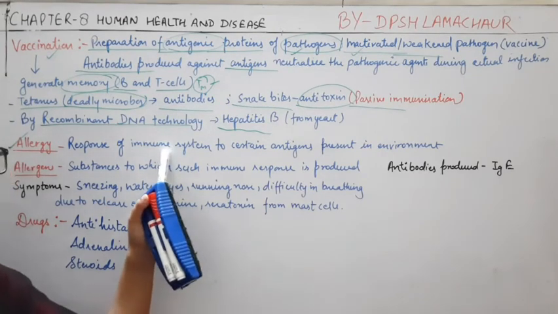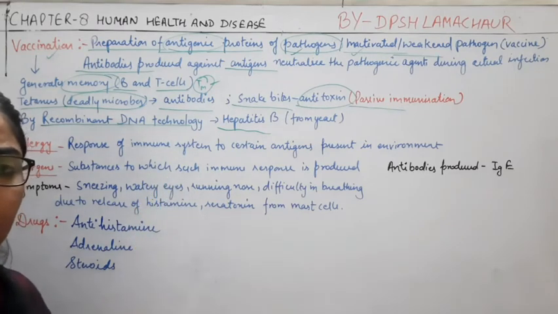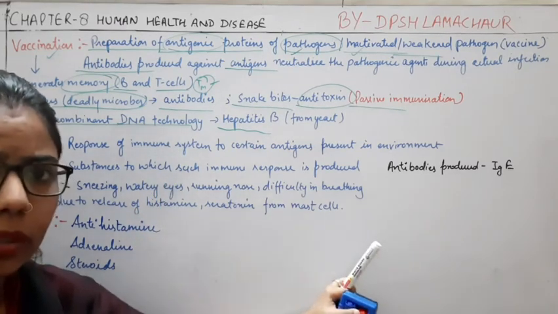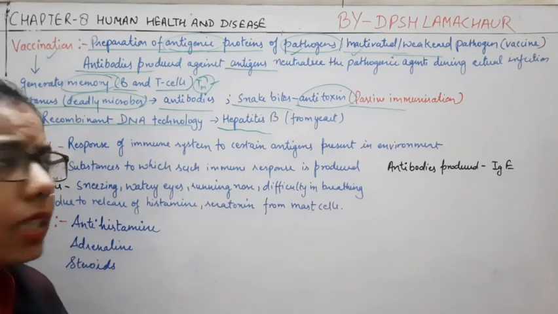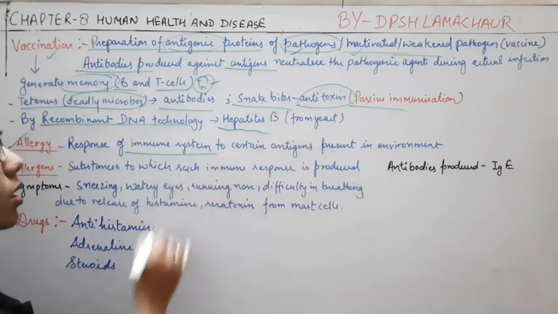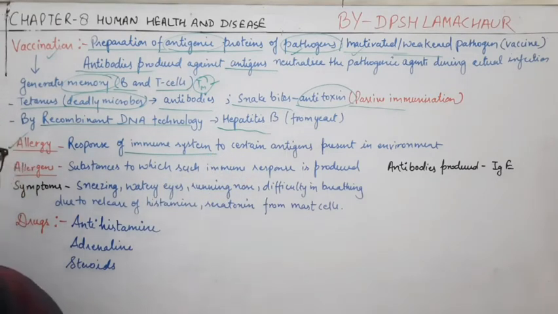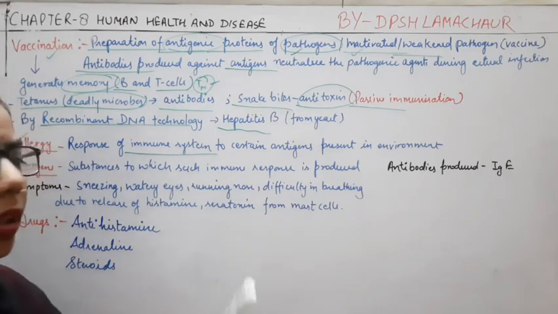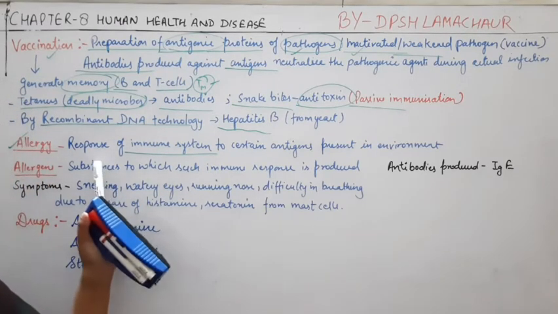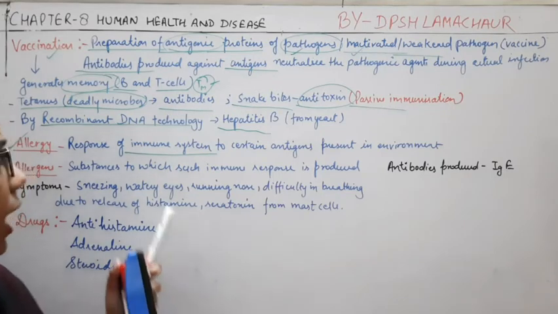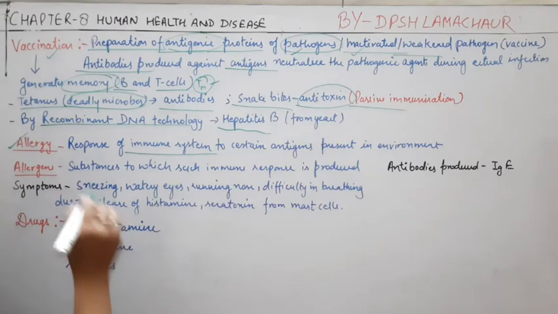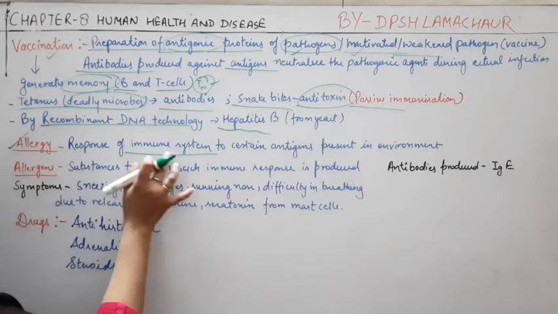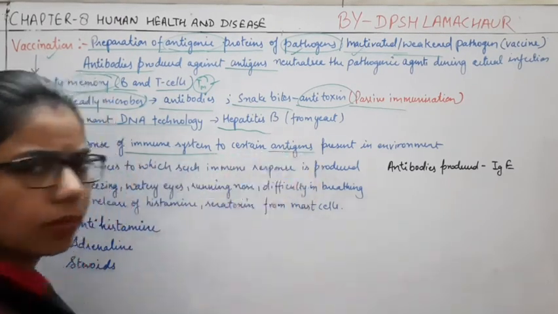So we know that our immune system will detect a foreign pathogen, or has the capacity to recognize a foreign cell. Here our immune system is responding strongly even if any antigen comes in contact with our body, and this response is in the form of allergy, right? So the same thing is written here: the response of the immune system to certain antigens.